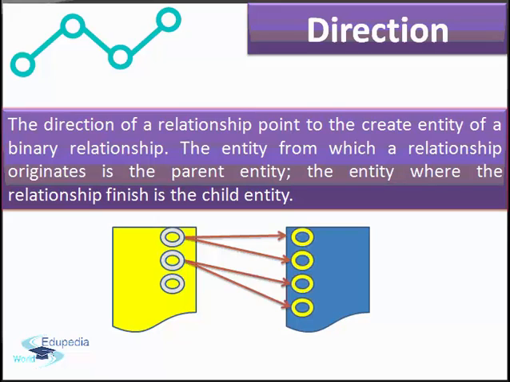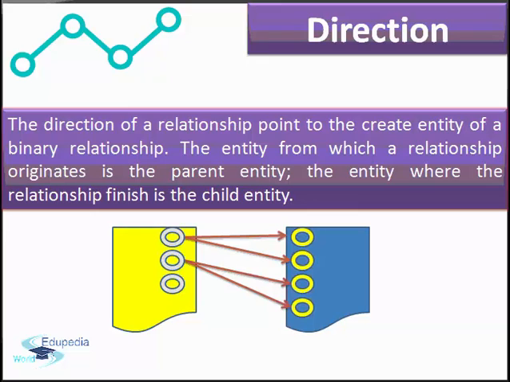The direction of a relationship points to the child entity of a binary relationship. The entity from which a relationship originates is the parent entity, and the entity where the relationship terminates is the child entity. Here the direction of a relationship is determined by the connectivity. A one-to-one relationship is different, and a many-to-many relationship is different.